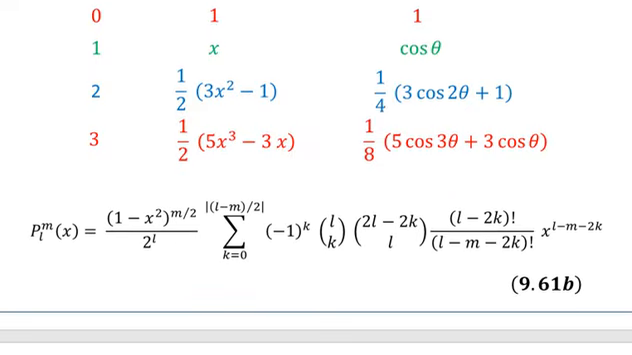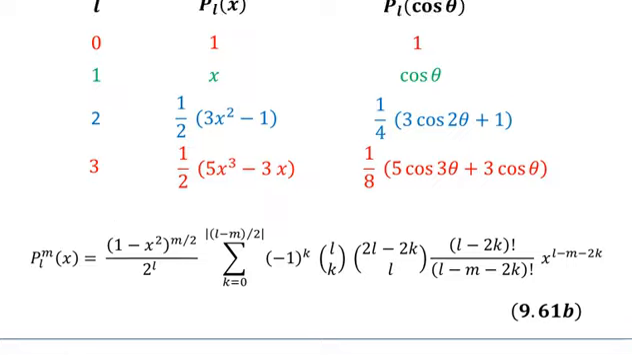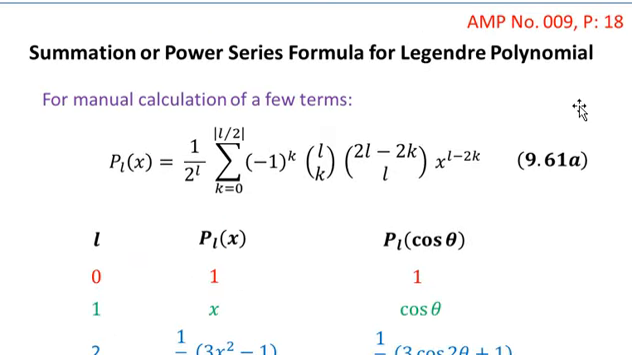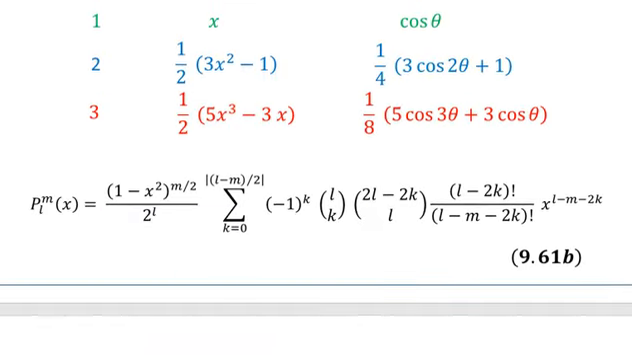There is another very useful relationship. You see that I have given a relationship in equation number 61A, and this relationship is only valid for the Legendre polynomial, because it depends only on the variable L. But in the case of the associated Legendre polynomial, a similar relationship is given, which is shown in equation number 61B.